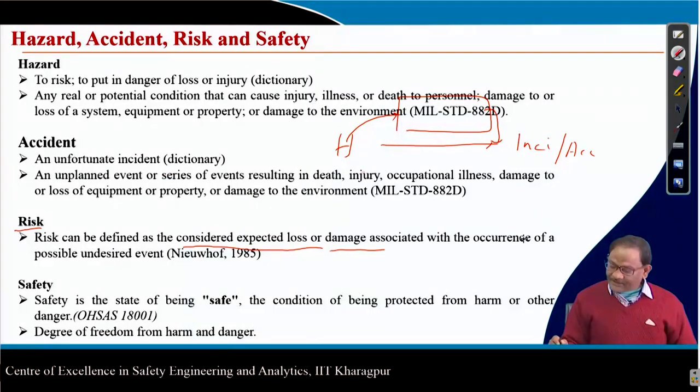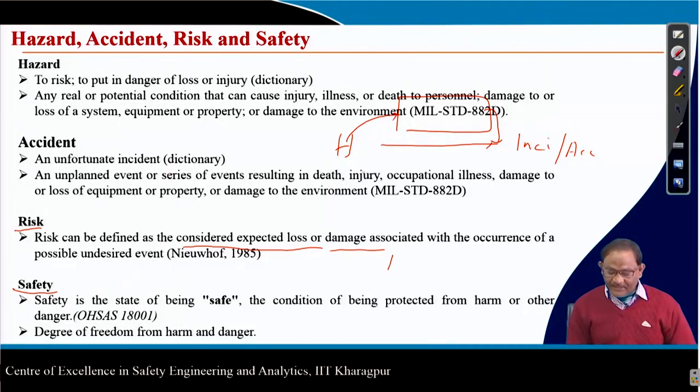Then another one is safety. Safety is nothing but the opposite of risk. As I say, hazard and incident are the two sides of a coin, then risk and safety, from the measure point of view: risk measures the potential of hazard and safety is basically inversely proportional to risk.